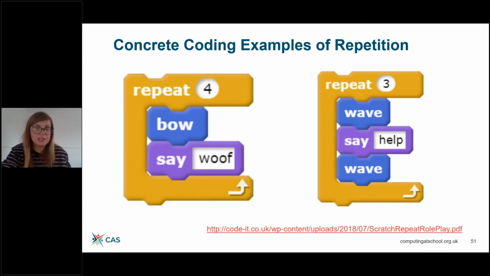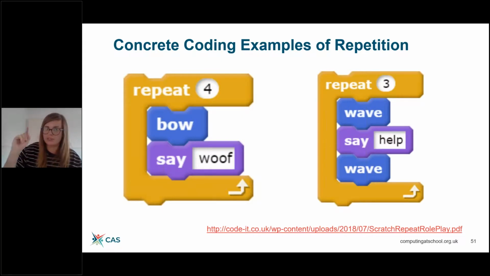So getting them to act this out, because this isn't scary. This isn't daunting to teachers or to pupils, because all of this they understand. Repeat 4 times, bow, say woof. Okay, it's not like change costume. It's not all of that stuff that scares children and teachers at this stage. It's just code that they can understand. But can they read the code? Because if they can't read this, they ain't going to stand a chance going on to Scratch and trying to create it themselves. So it's a really valuable step.